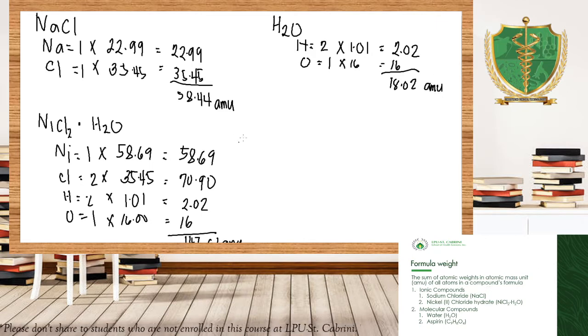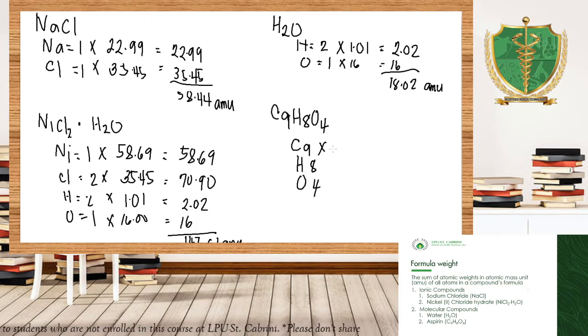Now how about for aspirin? C9H8O4. How many carbon? 9. How many hydrogen? 8. How many oxygen? 4. Okay, so carbon is 12.01. Hydrogen is 1.01. Oxygen is 16.